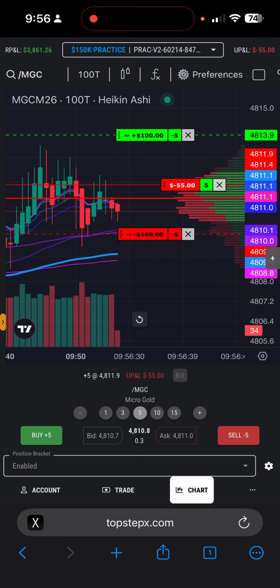Boom, boom. Let this play out. There we go. I don't care if I lose this trade because I'm just gonna go back the other way if I lose this. So it's not a huge deal to take an L right here. But it looks like it's flipping back our way.